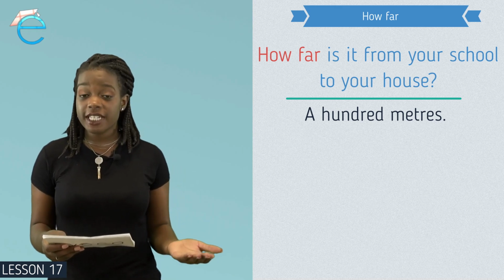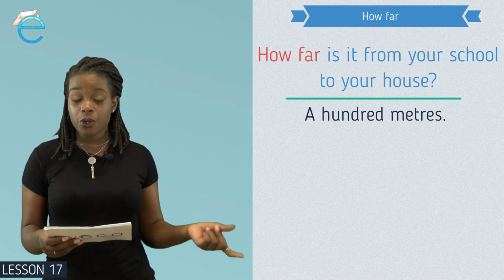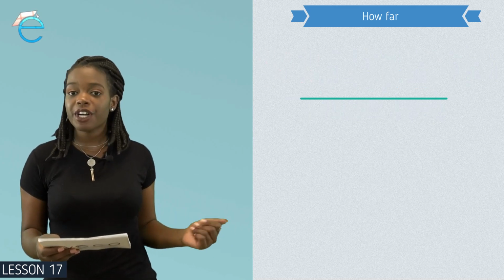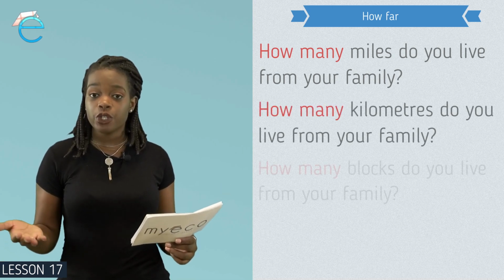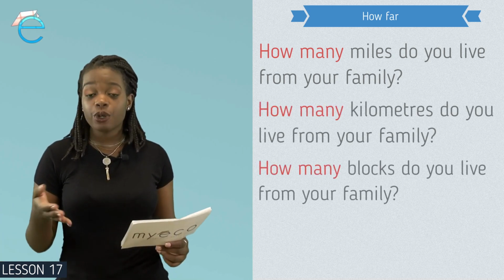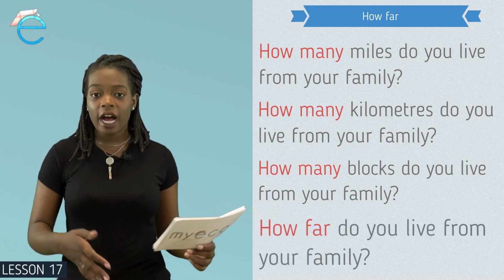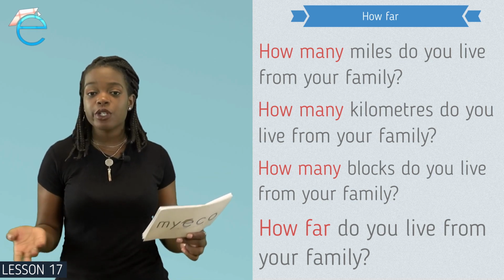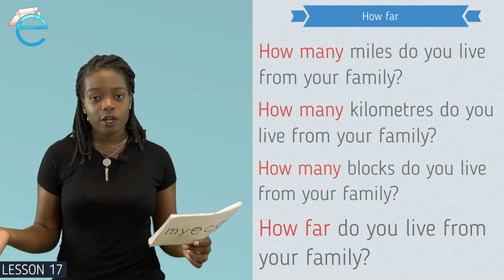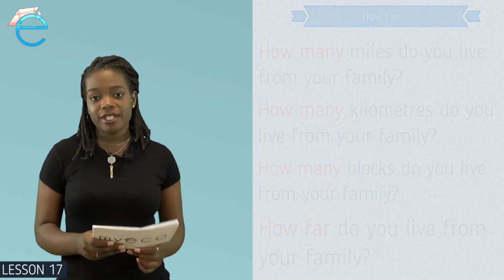Now, like we've just seen with how often, with how far we can also use how many. So they can also swap places. For example, how many miles, kilometers, or blocks do you live from your family? I can also ask, how far do you live from your family? Or how many miles, kilometers, or blocks? In both questions, I'm going to give an answer of 5 blocks, or 2 miles, or 20 kilometers.